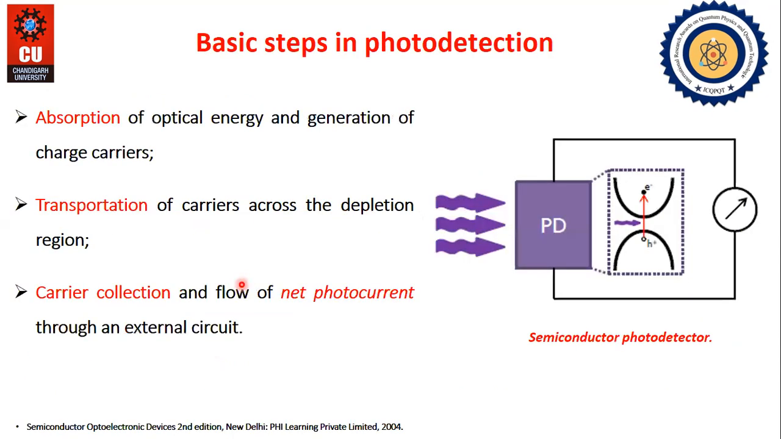Now we have the basic steps of photodetection. Whenever light is incident on the photodetector, the photosensitive material will absorb this light and excite the photogenerated electron from the valence band to the conduction band. It means there is a transportation of charge carriers across the depletion region, and these charge carriers are separated by the external electrode by applying the reverse bias voltage. It will give us the net photocurrent through the external circuit.